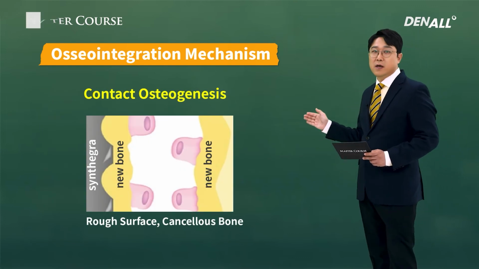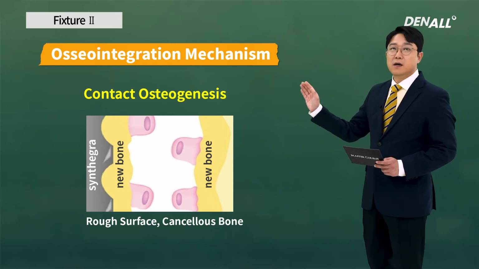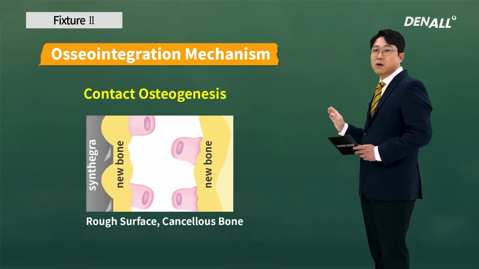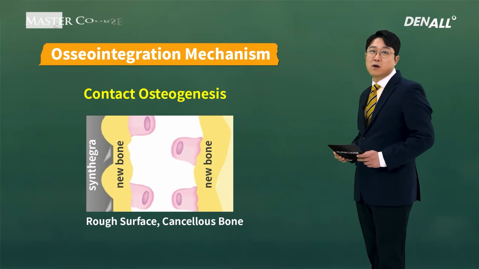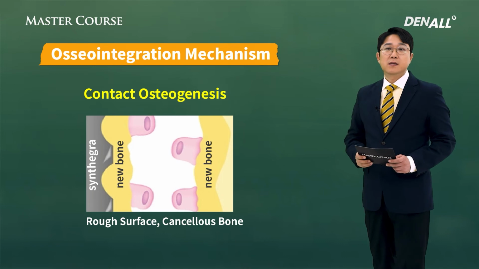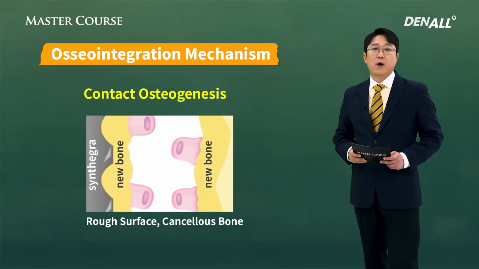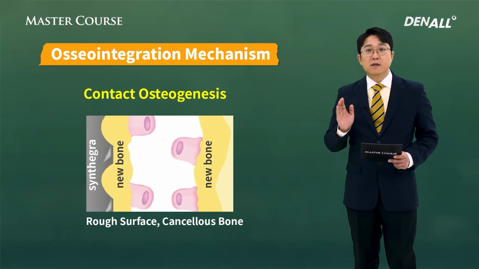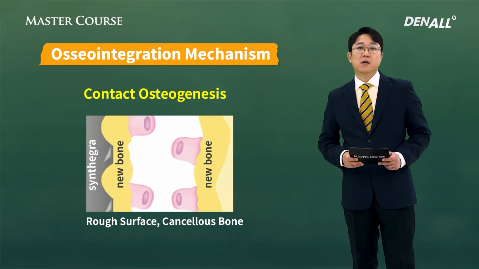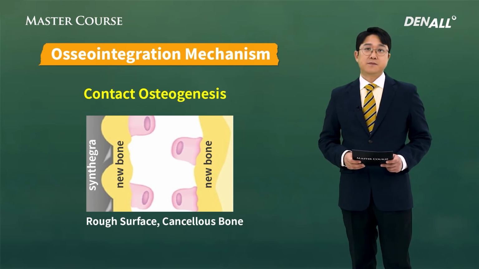Next, the contact osteogenesis process. From both the implant surface and the host bone, new bone is generated. If the implant surface is rough, the bone is formed like this. Depending on the implant surface, osseointegration and the time taken for that would differ.